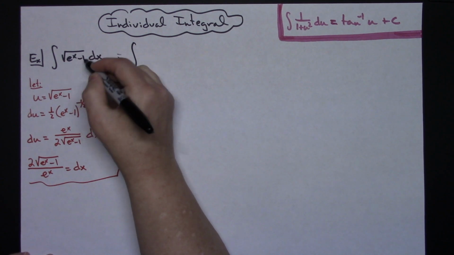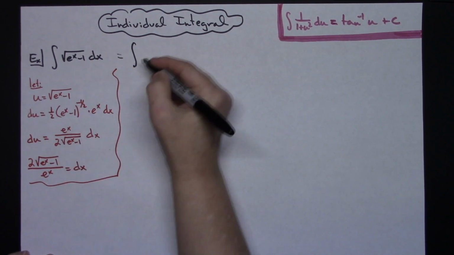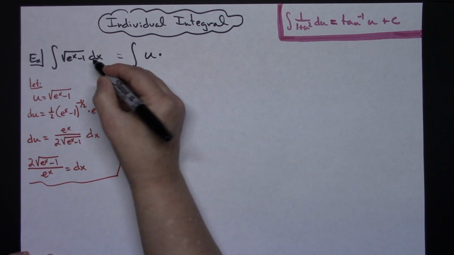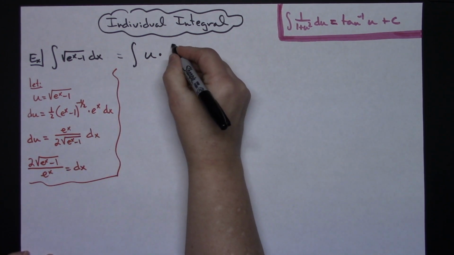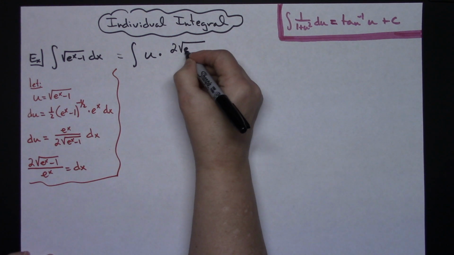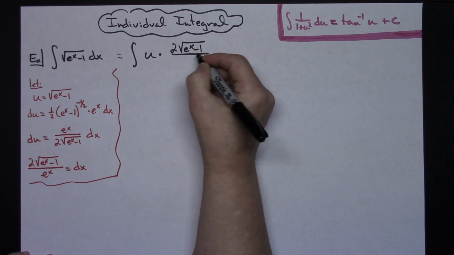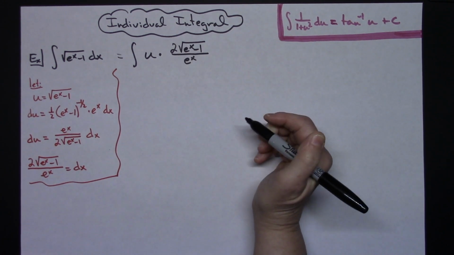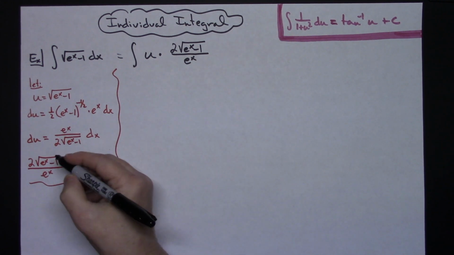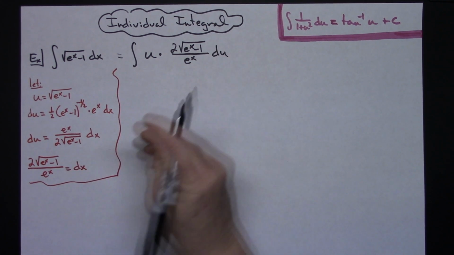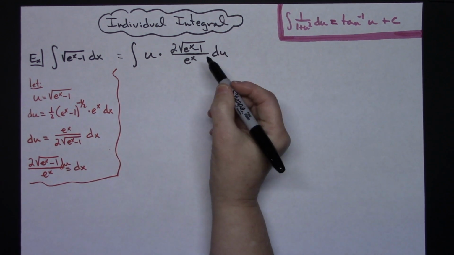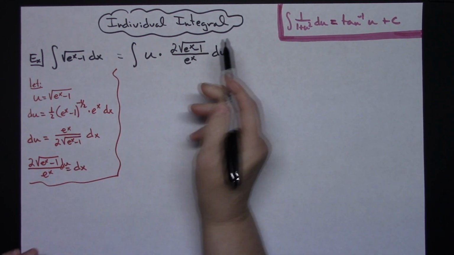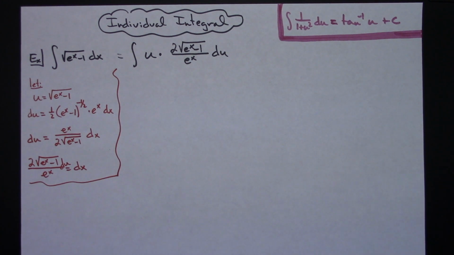Alright, now let's come back up here to this original problem and start substituting back in. The square root of e to the x minus 1 is going to get changed for my u. The dx is going to get exchanged for this: 2 square root of e to the x minus 1 all over an e to the x. And then I forgot the du down here. I forgot that du right there. Now you're looking at this going, okay, well, this doesn't really help. What am I going to do now, because I haven't gotten rid of a bunch of stuff here?